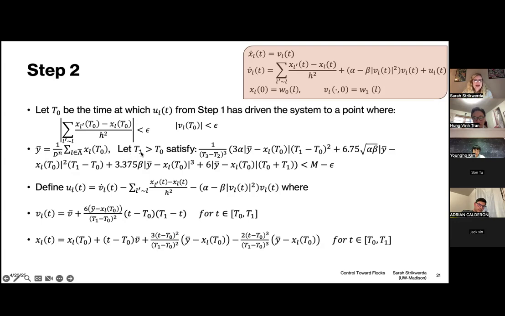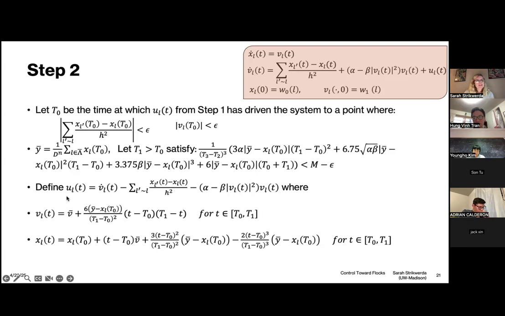So we can let T1 be greater than T naught, and satisfy this equation right here. Noticing a typo, this should be T1 minus T naught. And so what we notice is that we have T1 minus T naught cubed on the bottom, and the highest power of those on the top is squared. And so we know that this whole thing is going to be going to 0. So we can choose a T1 where this whole thing is less than m minus epsilon.